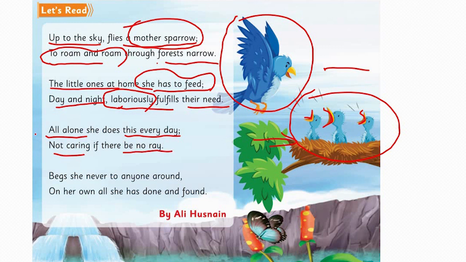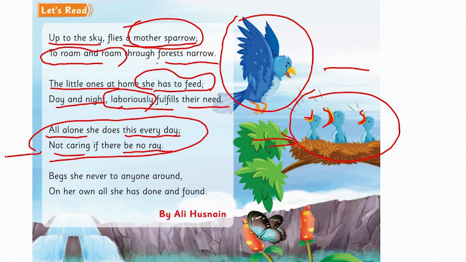All alone she does this every day, not caring if there be no rain. All alone she does this way. These lines say that she does this alone all day, not caring if there be no rain. And she doesn't care about anything, that the light is fading, that evening is coming, that she has to go back home. She doesn't care until she finds food for her children. She doesn't care about the rays of the sun, if it's gonna be dark soon or not.